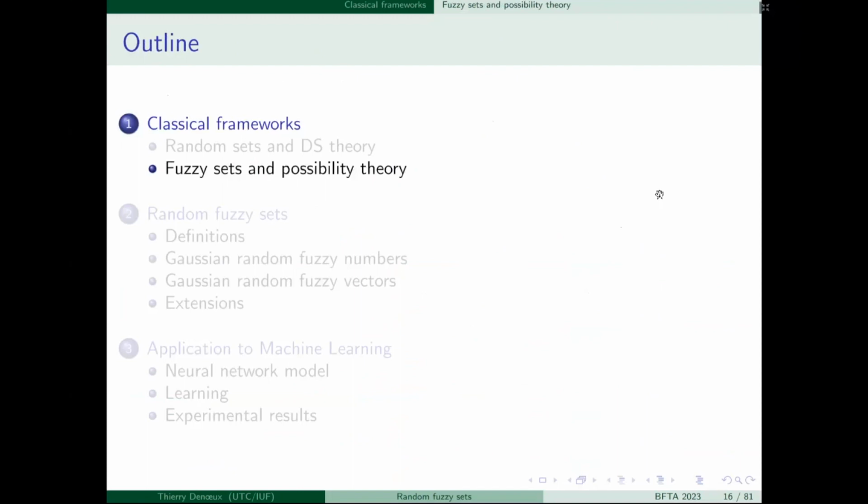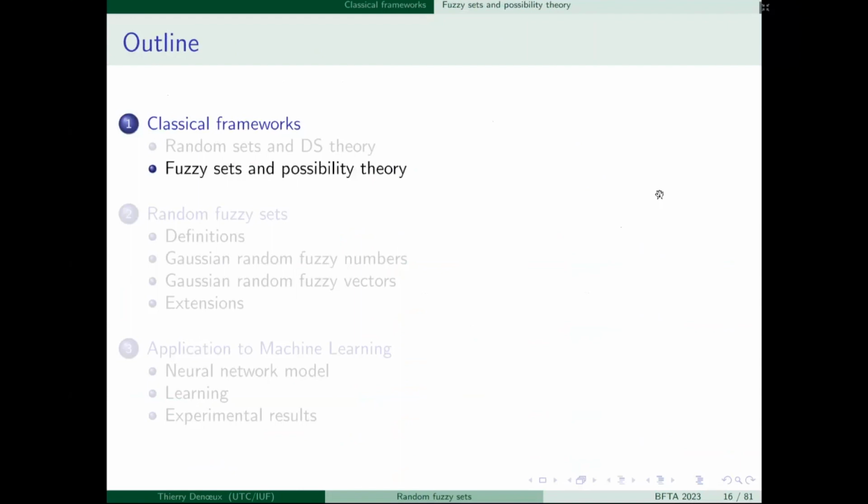I don't know how many of you are familiar with this. Who doesn't know anything about fuzzy sets? Don't be shy. It's normal. We know many things, we cannot know everything.